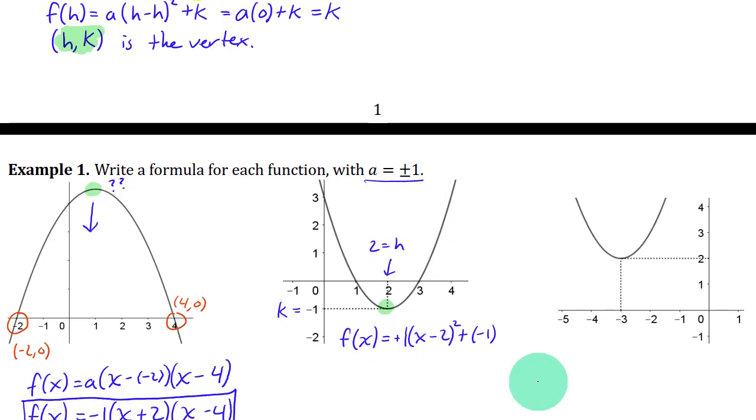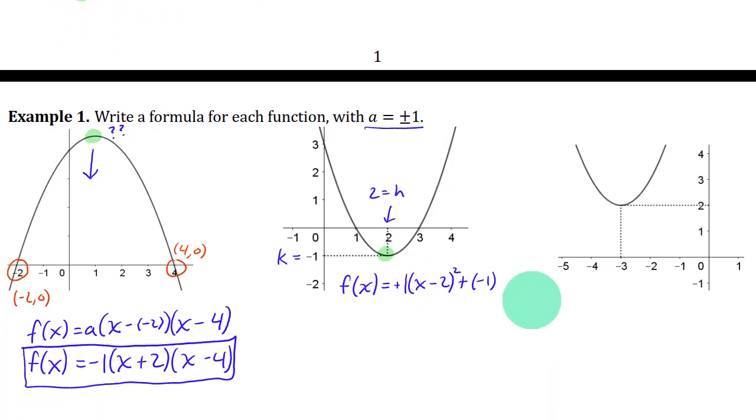Okay, so you could write it like that. If you just have 1 times (x minus 2) squared, you could just write that as f(x) = (x minus 2) squared minus 1. You don't really need to write the positive 1 times that there.